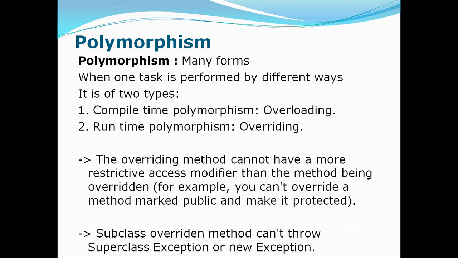What is the criteria for overriding? Tell me. Same method name. Method name should be same. Signature must, parameter must not change. Okay, it should be same. Then tell me what was the other criteria. What about the access modifier criteria? Overridden method cannot be more restrictive. Okay, it should be less restrictive.